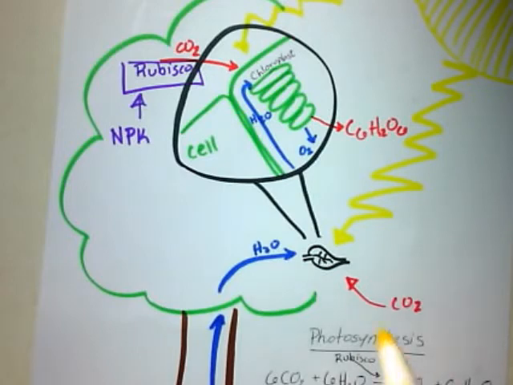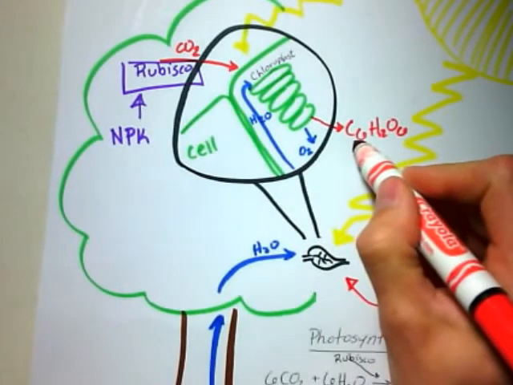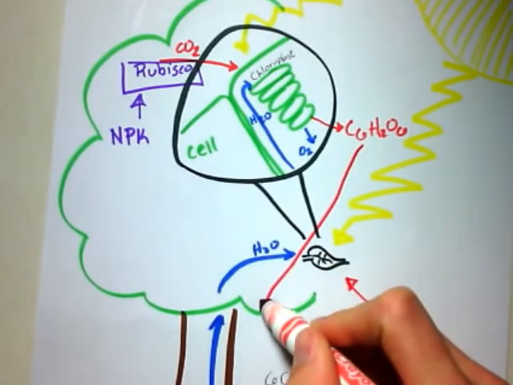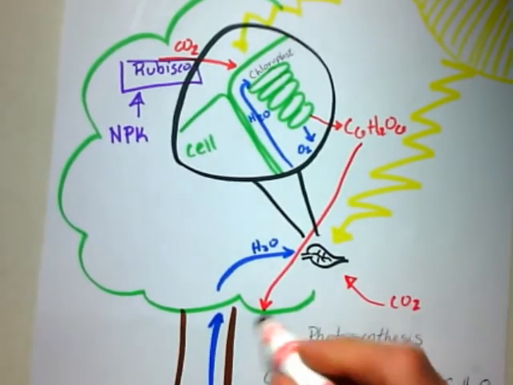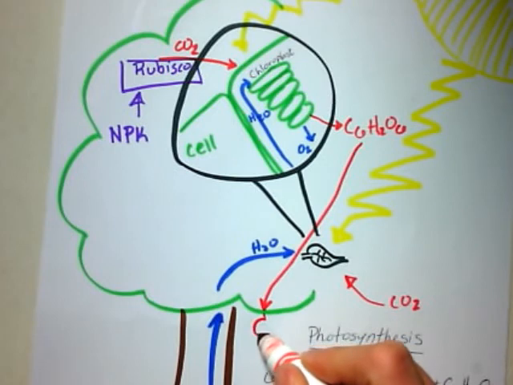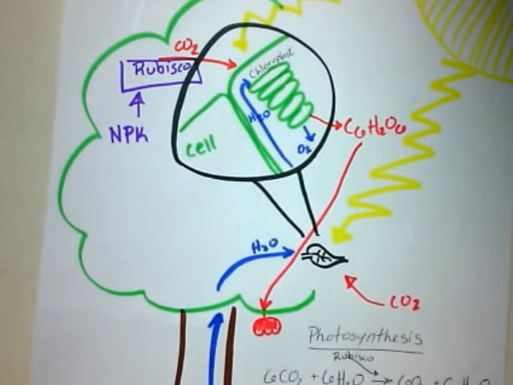One other thing to note is that the glucose that is made inside the plant eventually goes to the fruit of the plant. And that is the whole point of photosynthesis.